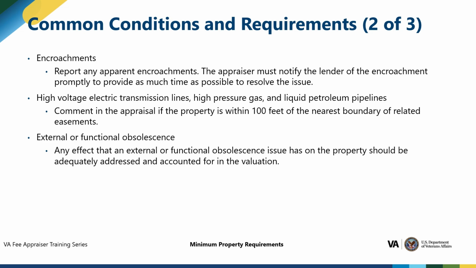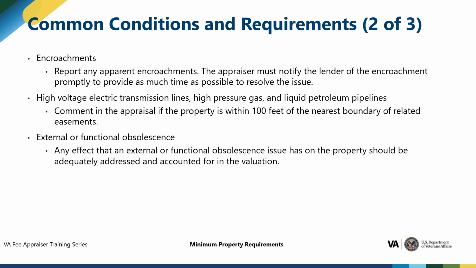Continuing with common conditions and requirements. Encroachments. The appraiser must report any apparent encroachments of the subject's dwelling, garage, or other improvements onto an adjacent property, right-of-way, utility easement, or building restriction line, and any apparent encroachments of a neighboring dwelling, garage, or other improvements onto the subject property. High-voltage electric transmission lines or high-pressure gas and liquid petroleum pipelines. Comment in the appraisal if the property is within 100 feet of the nearest boundary of related easements.